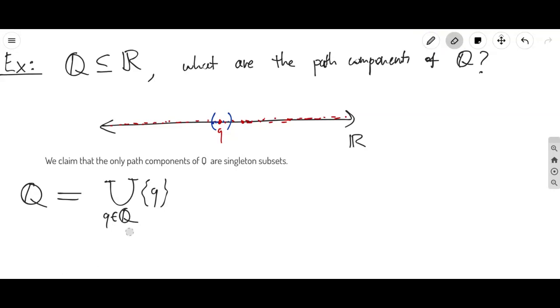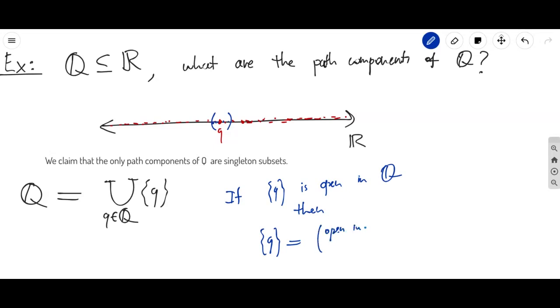rational numbers there. So the singleton set Q is not open, right? Because you're basically saying this: if Q is open in the set of rationals, then Q can be written as something that's open in the real line intersected with Q. So whatever this open set is, it has to contain Q, and an open set contains an open interval. So if you draw that open interval, you can see that if you intersect it with Q, there will be an infinite number of points here, and you can never narrow it down to just a single point.